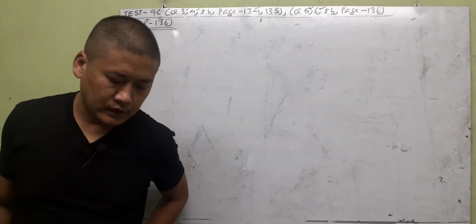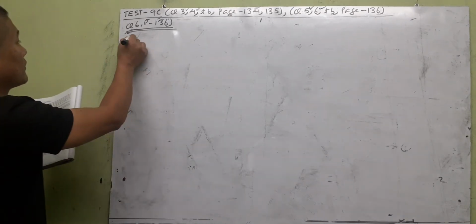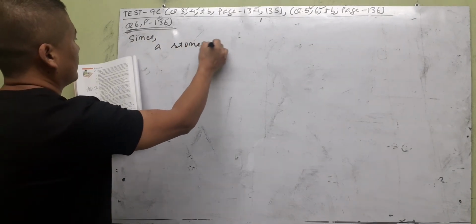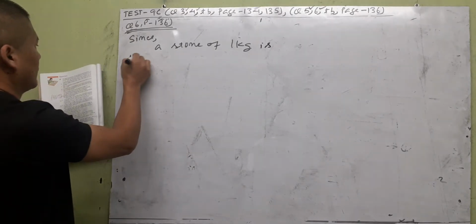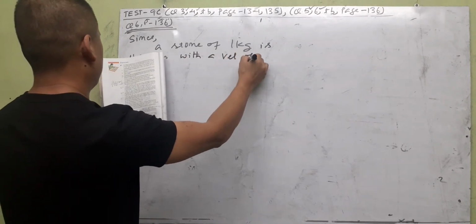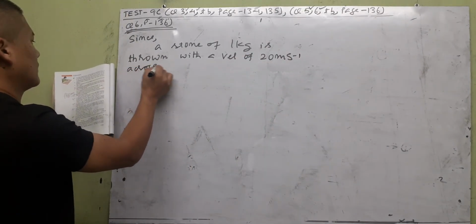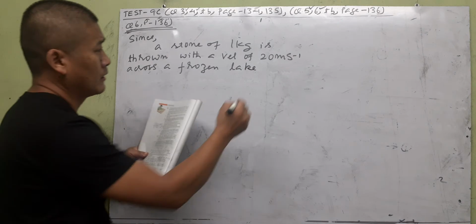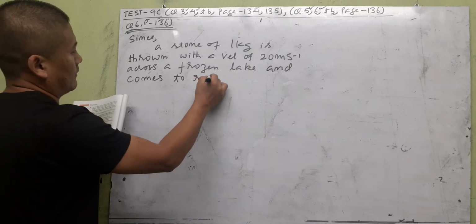6. A stone of 1 kg is thrown with a velocity of 20 meter per second across a frozen lake, means a lake just turned into ice, and comes to rest. Okay, just write down if you want. This is also one way of doing it.